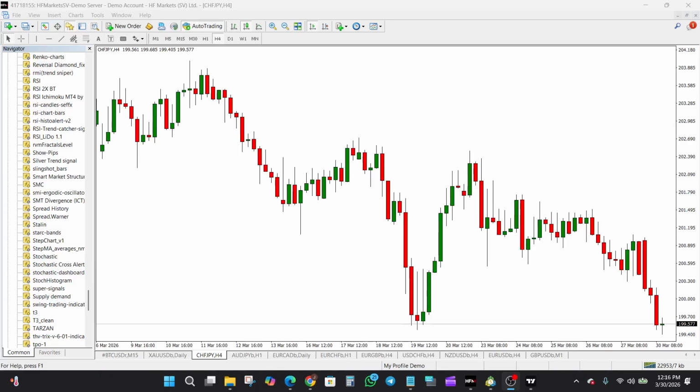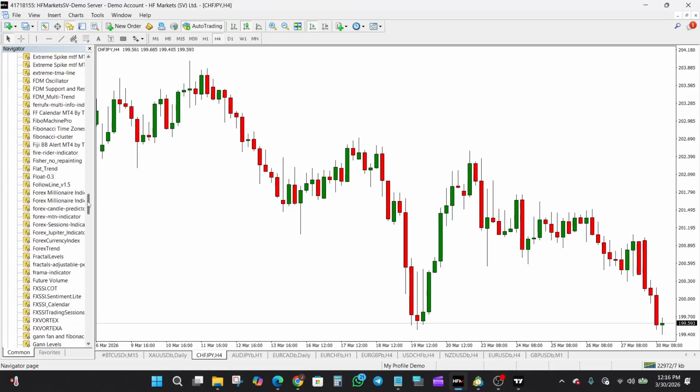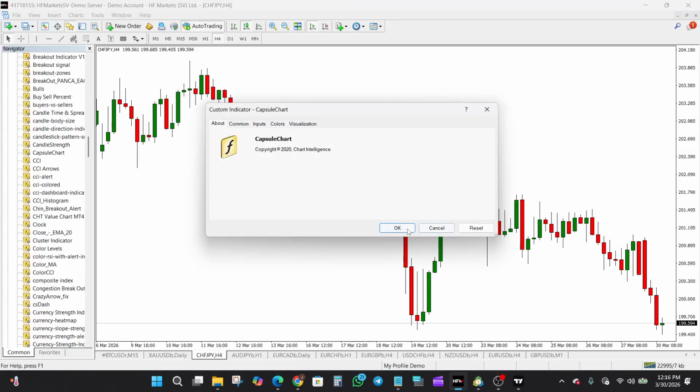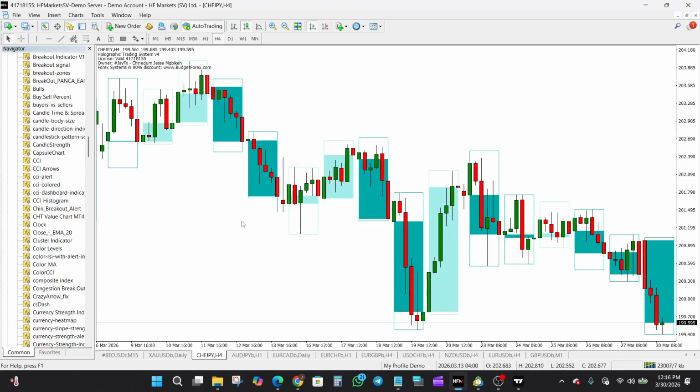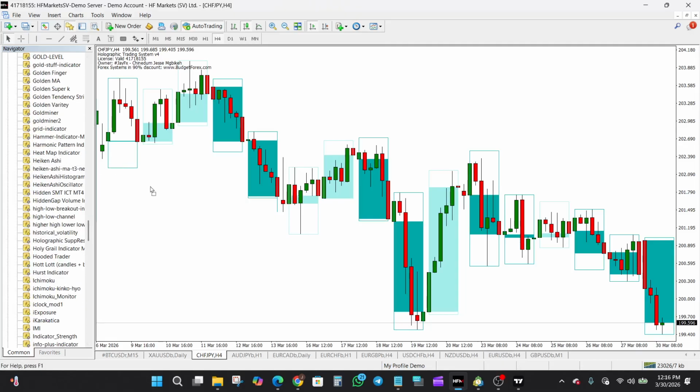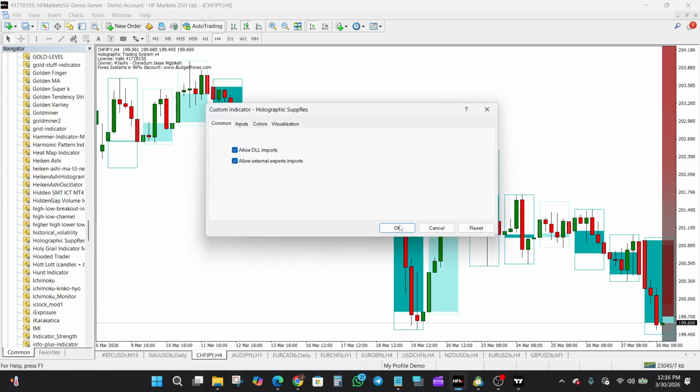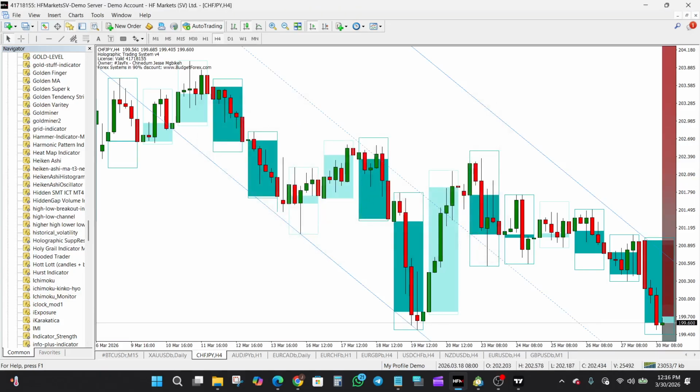The holographic trading system comprises several indicators which we are going to be adding to the chart one after the other. We start with the capsule chart, just drag and drop. Then we proceed to the heat map indicator, drag and drop. Then we proceed to the holographic support resistance. And then finally we have the wave scanner professional.